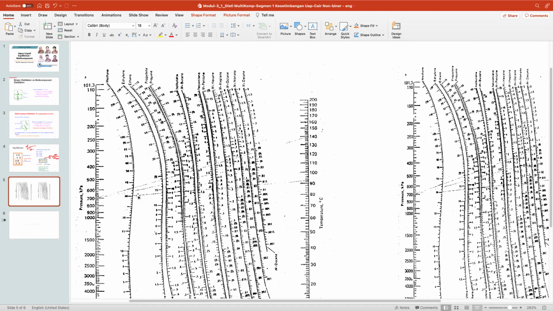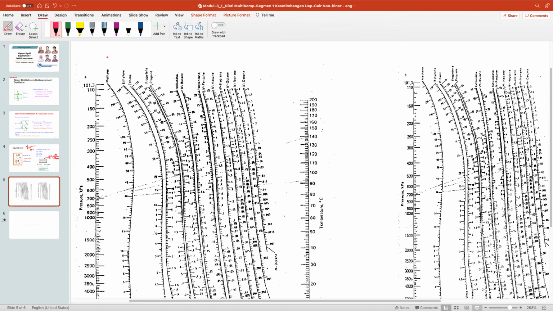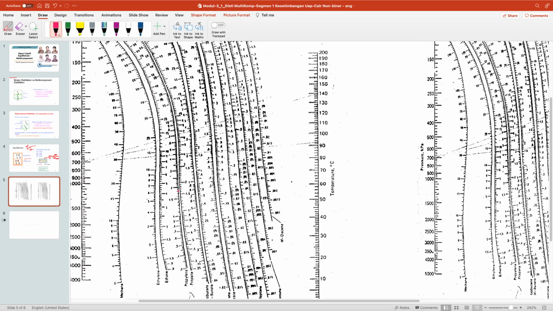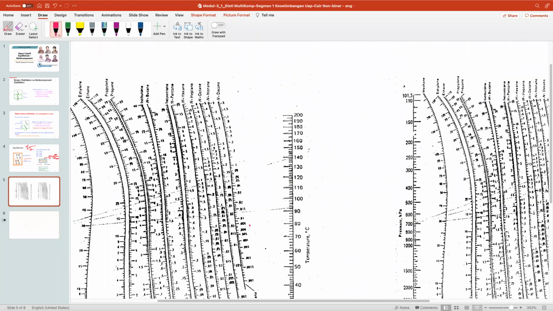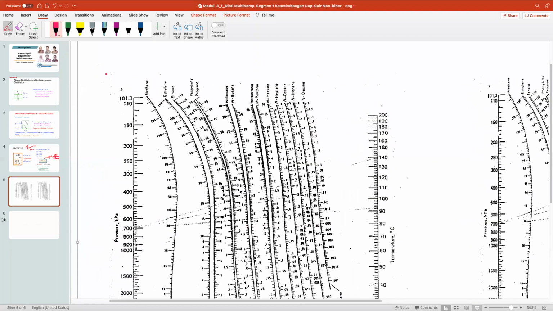So this one is a very old nomogram. I think I took it from thermodynamics books. If you look around here, there is the name of the component. Can you see it? Yes, we can. Yeah, should be a little bit bigger. See, there is methane, ethylene, ethane, propylene, propane, isobutane, butane, isopentane, pentane, hexane, heptane, octane, nonane, and decane. So it's basically from C1 to C10.